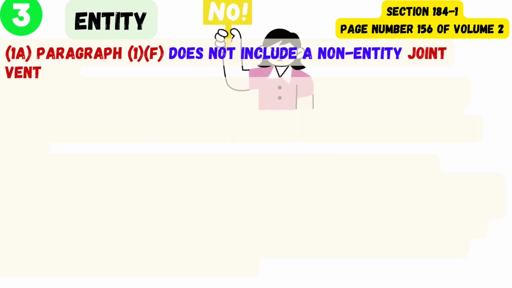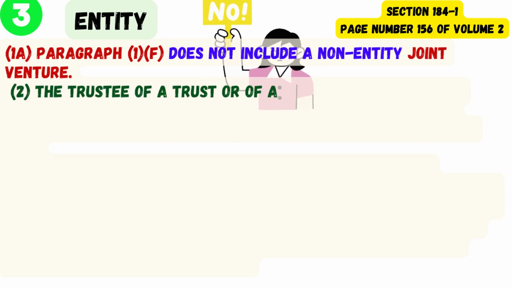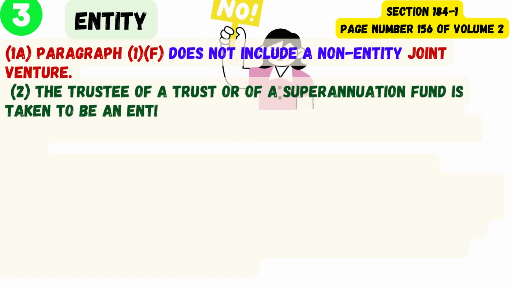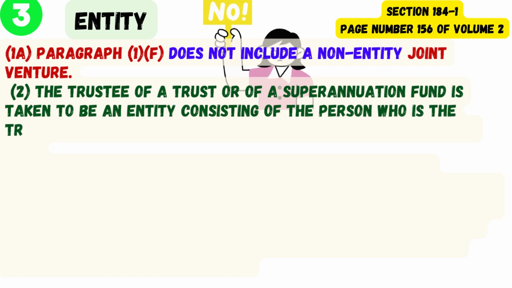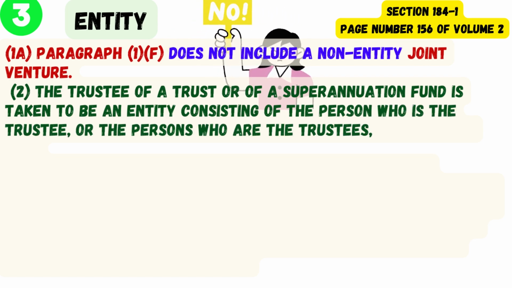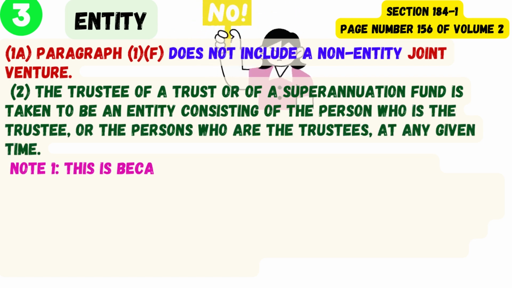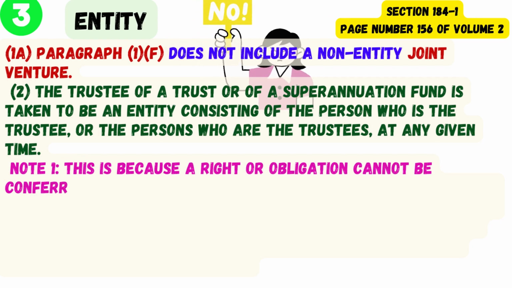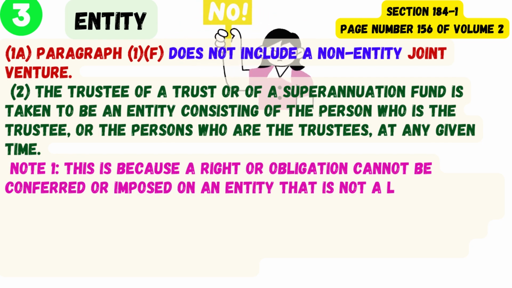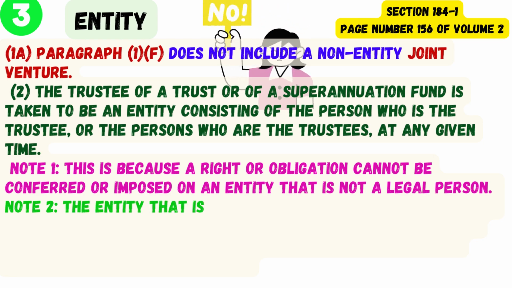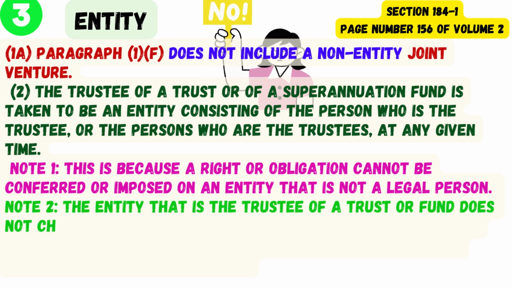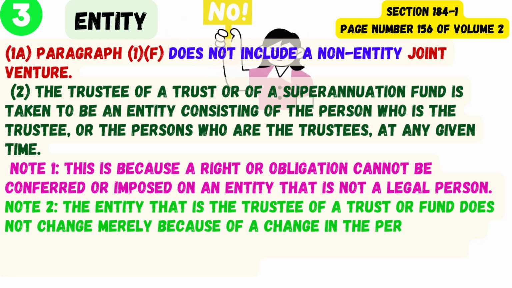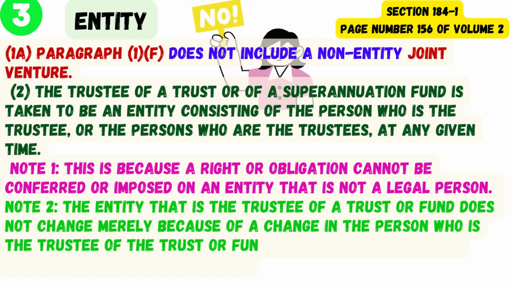1A. Paragraph 1(f) does not include a non-entity joint venture. 2. The trustee of a trust or of a superannuation fund is taken to be an entity consisting of the person who is the trustee, or the persons who are the trustees, at any given time. Note 1. This is because a right or obligation cannot be conferred or imposed on an entity that is not a legal person.